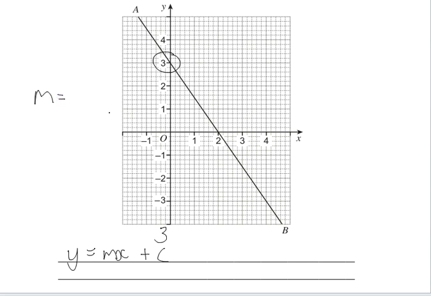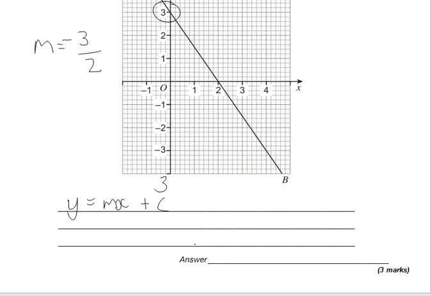Now the gradient is rise over run. So we've got to pick 2 points that lie on the line. It's got a rise of 3, run of 2, and because it flows down the way, we can say it's a negative gradient. So therefore our final answer is y equals negative 3 over 2 x plus 3.